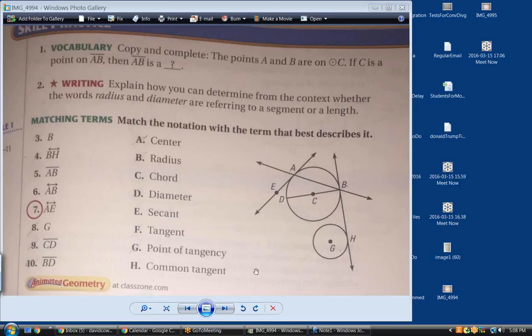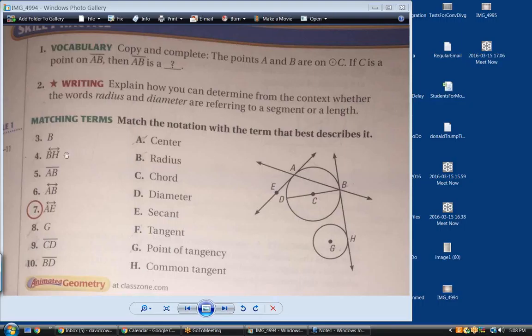So what is B? What is this point right there? The side of the circle. It's the point of tangency. It is the point that this line, BH, touches the circle at exactly one point and one point only. That's called a tangent line. Okay? So B is the point of tangency.